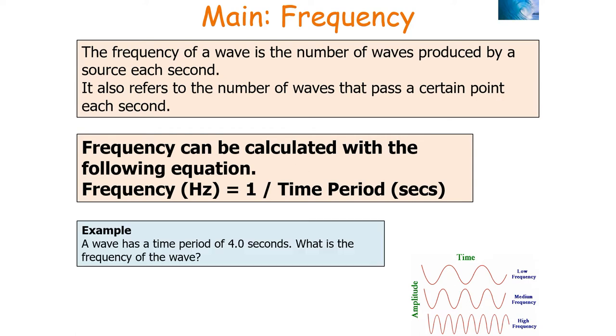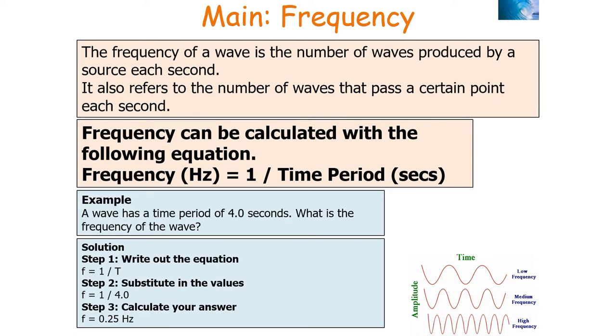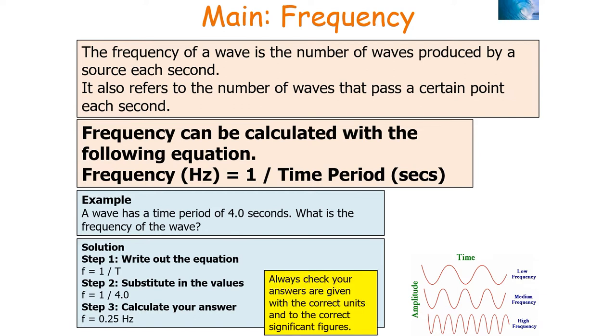So if you have a time period of 4 seconds, what would the frequency of the wave be? Well, frequency is 1 over time period, so therefore it's 1 over 4 in this particular question, which is 0.25 hertz.